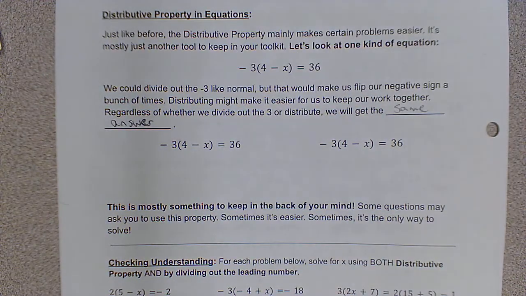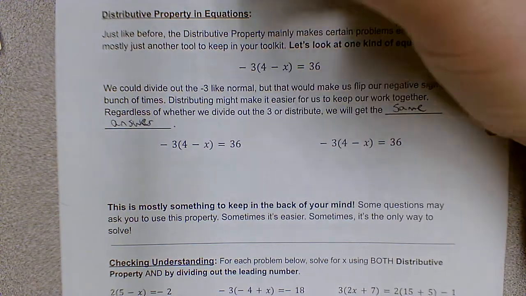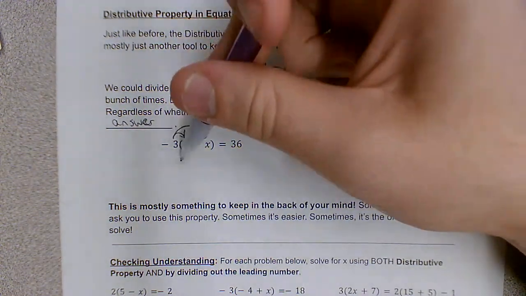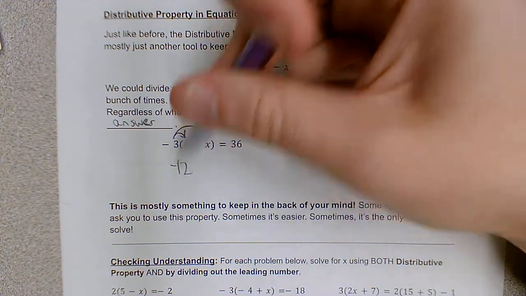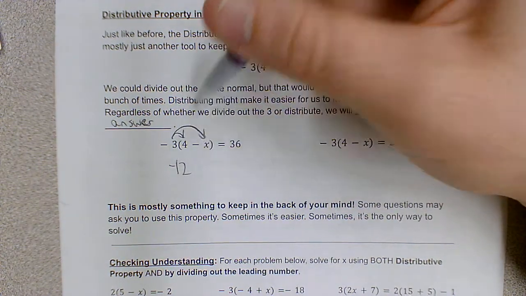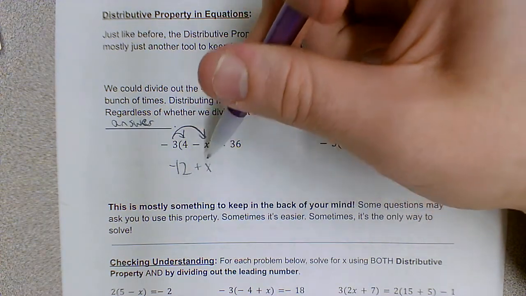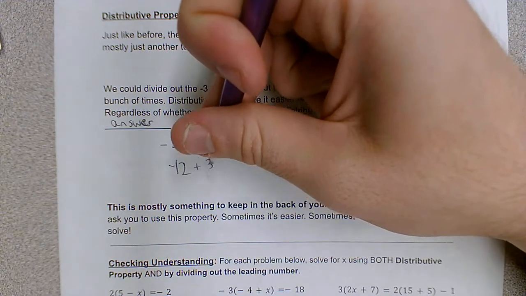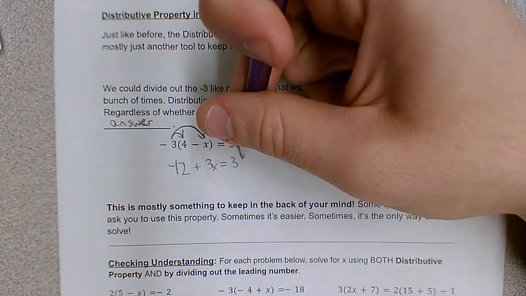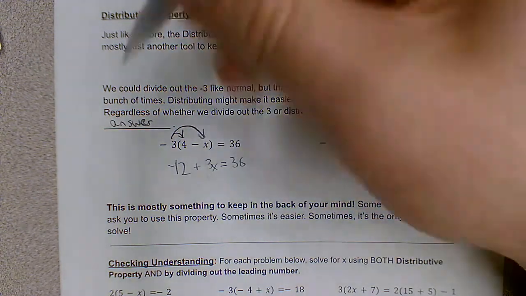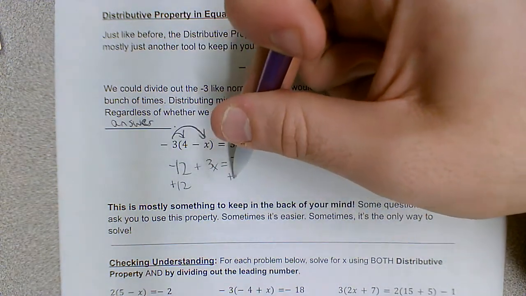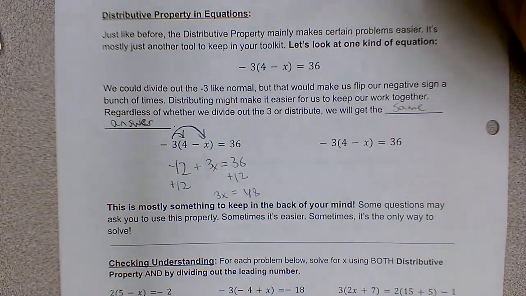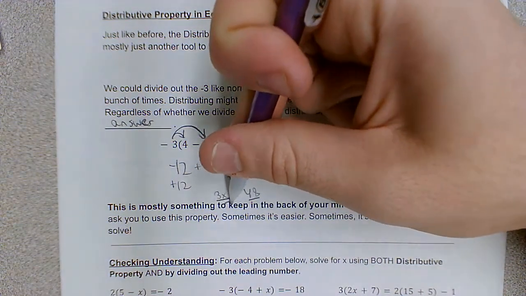Now let me show you. Here on the left, I'm going to go ahead and distribute. I multiply my negative 3 in to both of these numbers. Negative 3 times 4 is negative 12. And when I multiply this negative 3 times negative x, I get plus 3x. I apologize. I get a plus 3x. Once I'm there, I solve it like normal. I add 12 to both sides. 3x equals 48. And I can divide both sides by 3.